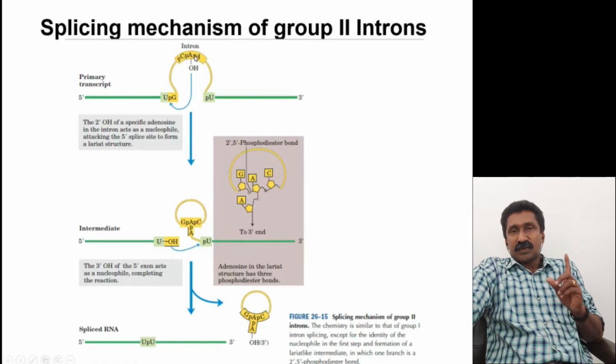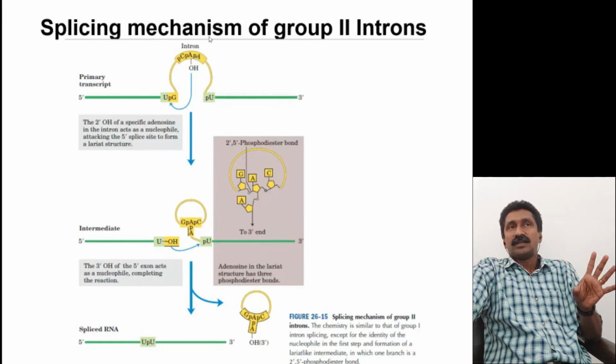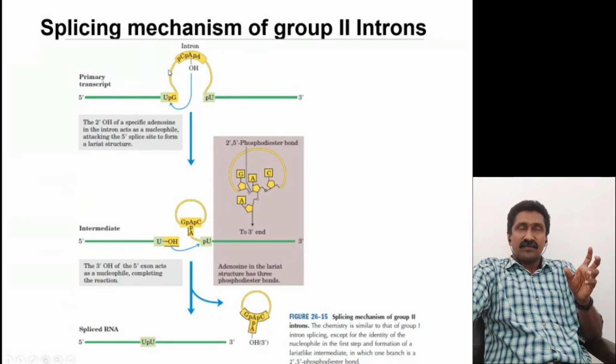So there is no 3' OH free in the RNA, whereas all the 2' OH groups are free in the RNA molecule. So every nucleotide residue in the RNA has a 2' OH group which is free.